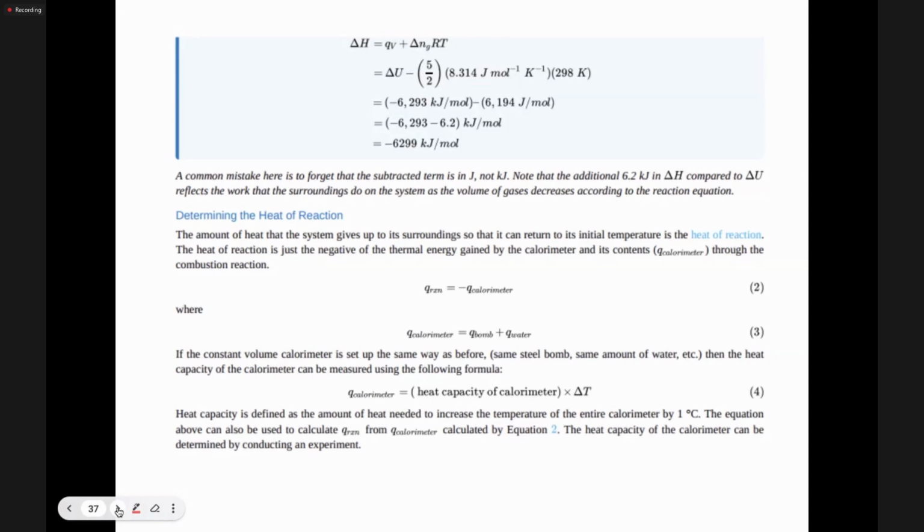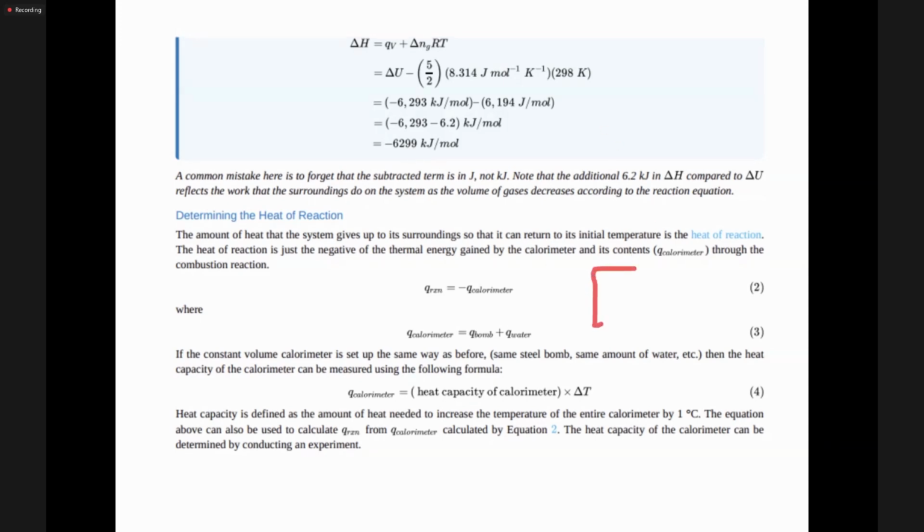The reaction equation says delta H will be minus 6299 kilojoule per mole. From this, we can determine the heat of the reaction also. The amount of heat that the system loses to the surroundings, so it can return to its original initial temperature, is the heat of the reaction. The heat of the reaction is thus the negative of the thermal energy gained by the calorimeter and its contents. So Q calorimeter can be determined for the combustion reaction. So the Q reaction will be minus Q calorimeter, where Q calorimeter is equal to Q of the bomb and Q of the water.